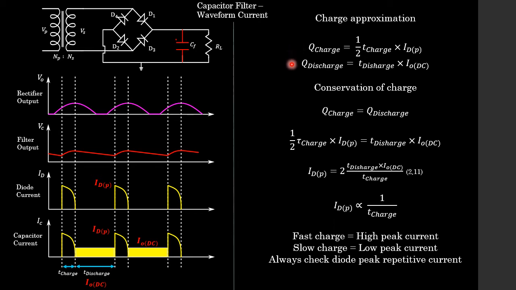Similarly, if we look at the charge during the discharge cycle, we've got a rectangle. So we simply take length times breadth. That's why I have T discharge multiplied by the output DC current.